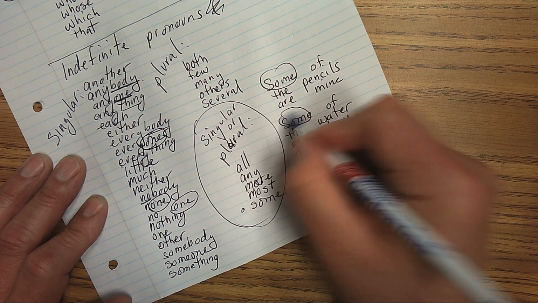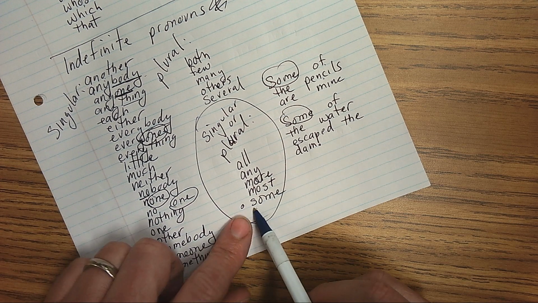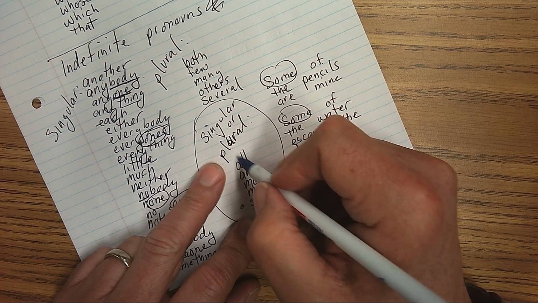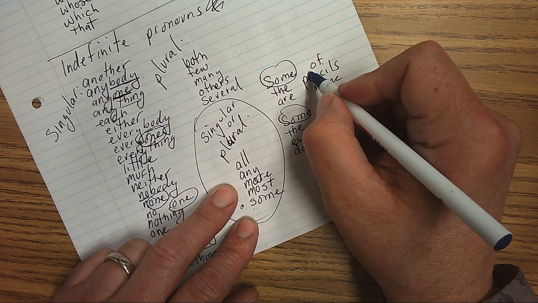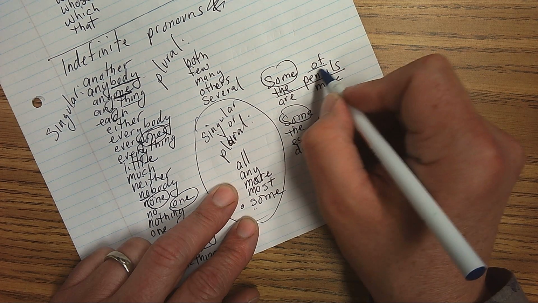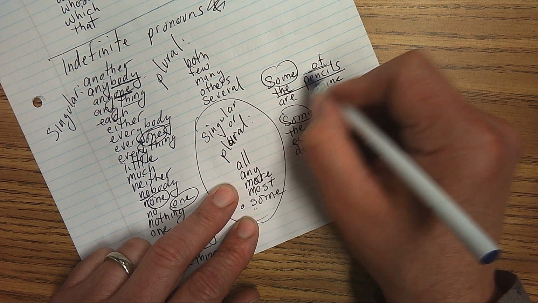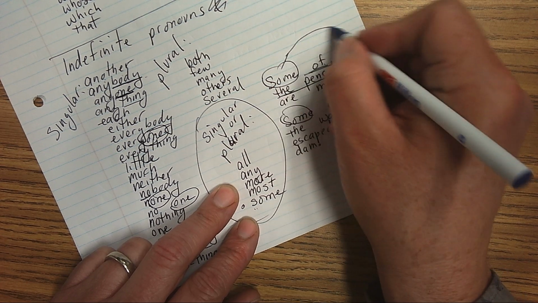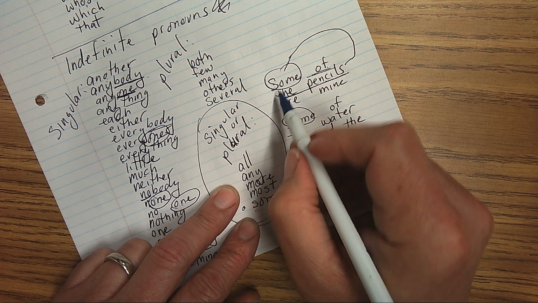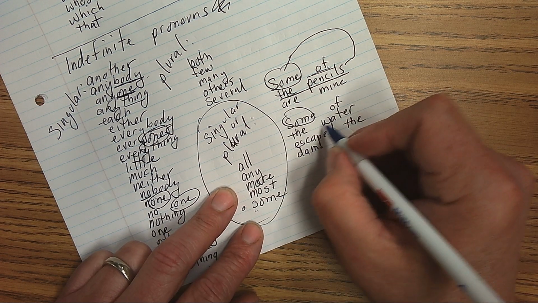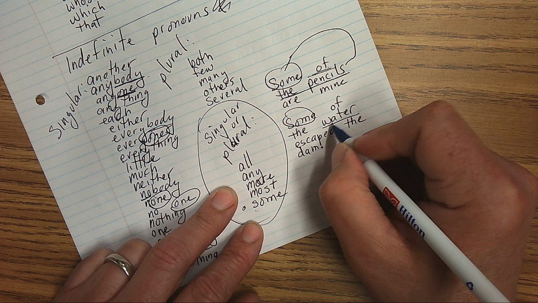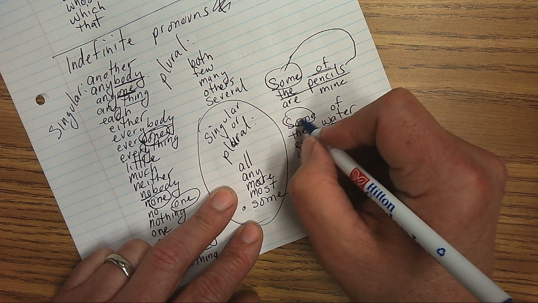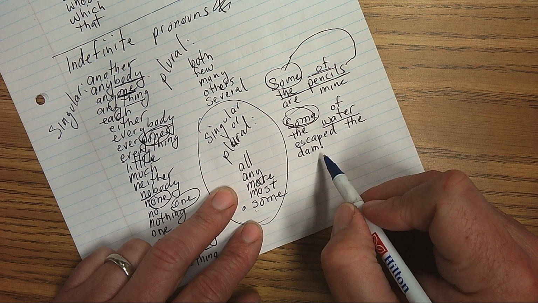Okay, so we have some in both these sentences. So which one is singular and which one's plural? Well, these ones that are either singular or plural, they indicate a prepositional phrase comes right after it, right? So the prepositional phrase, if the object of the preposition is plural, then this is plural also. All right, since pencils is plural, then this some is plural. The object of this preposition is water. Well, water is a collective, it's a singular collective noun. So some is singular here.